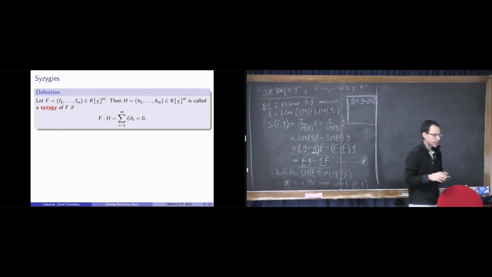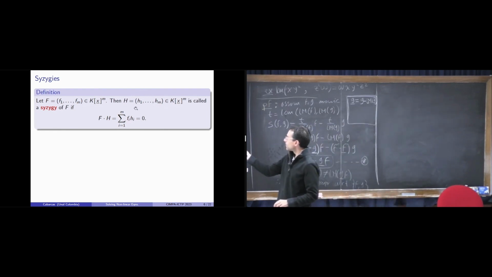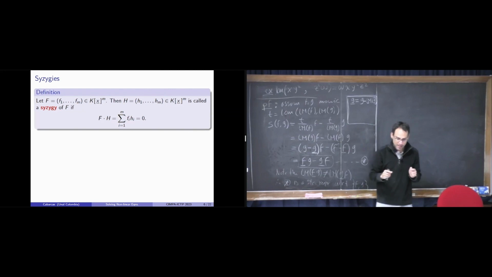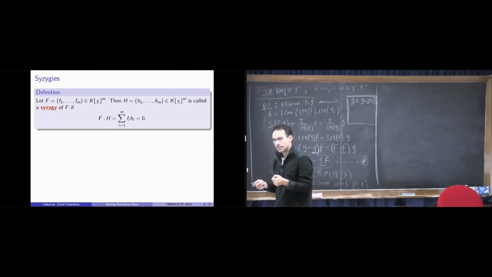So let F be a finite set, in this case, an M-tuple of polynomials. And we say that H, also an M-tuple, is a syzygy of F if this sum is equal to 0. It's like a dot product between F and H. Simply the sum from i equals 1 to M of Fi times Hi. It's doing F1 times H1, up to Fm times Hm. If that's equal to 0, this is called a syzygy of F. So F is fixed. And we're talking about combinations of those F that are 0.